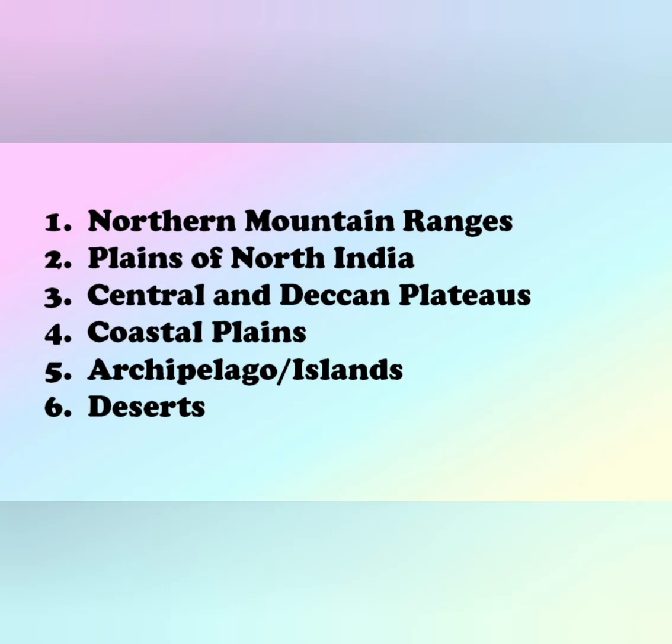The 6 divisions are: the first one, Northern Mountain Ranges; second, Plains of North India; third, Central and Deccan Plateaus; fourth, Coastal Plains; fifth, Archipelago or Islands; and sixth, Deserts. Now, we are going to learn about all these divisions in detail. Let's start with the Northern Mountain Ranges.